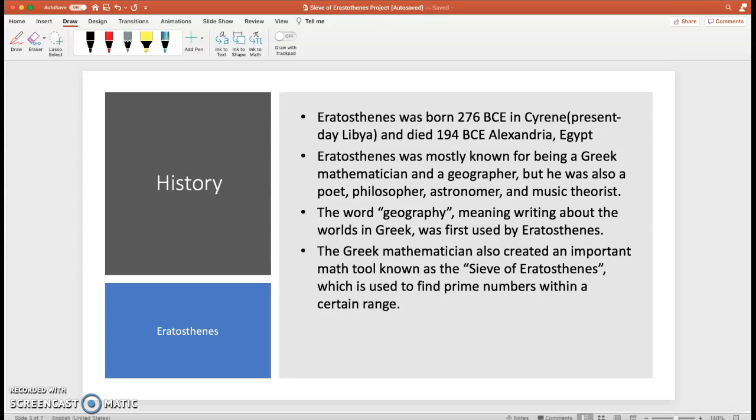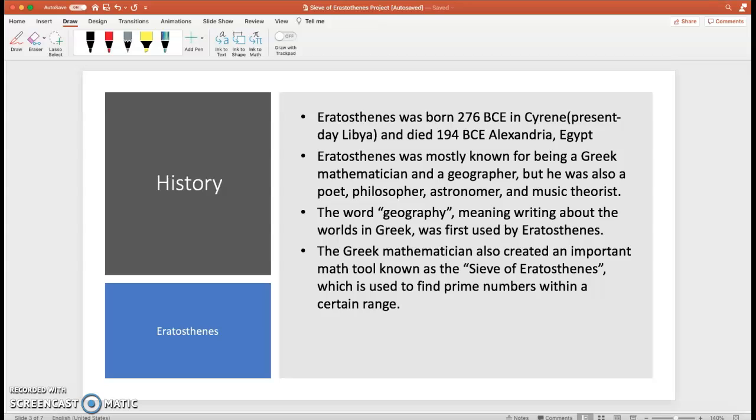Eratosthenes was born 276 BCE in Cyrene and died 194 BCE in Alexandria, Egypt. He was mostly known for being a Greek mathematician and a geographer, but he was also a well-known poet, philosopher, astronomer, and music theorist. The word geography, meaning writing about the world in Greek, was actually first used by Eratosthenes.